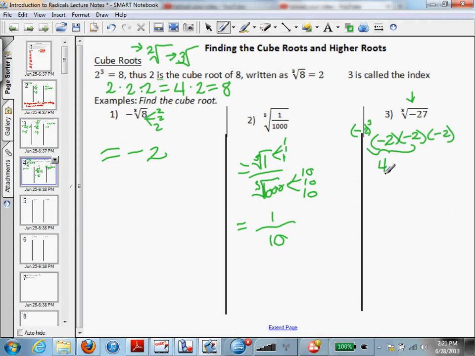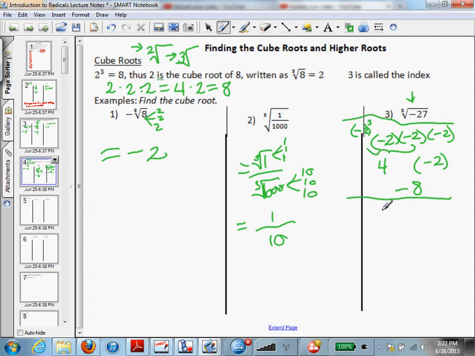We see here we're actually going to get a positive 4, because negative times negative gives us the positive. 2 times 2 is 4. Then we have to bring down the negative 2 from before, and that's actually where we're going to get the negative 8. So negatives can exist inside the radical.